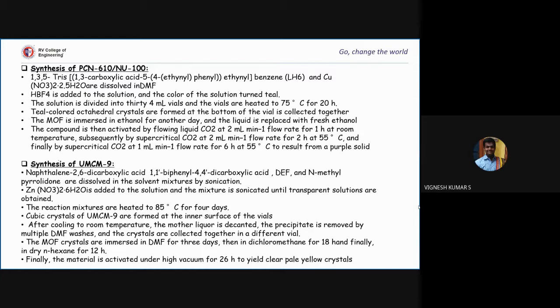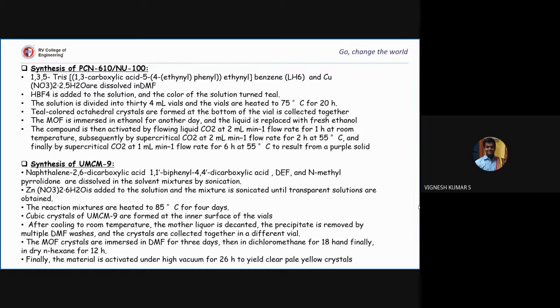Next, synthesis of UMCM-9. Naphthalene 2,6 dicarboxylic acid and 1,1 biphenyl 4,4 dicarboxylic acid, DEF and N-methyl pyrrolidone are dissolved in solvent mixture by sonication. Zinc nitrate is added to the solution and the mixture is sonicated until transparent solutions are obtained. The reaction mixtures are heated to 85 degrees for 4 days. Cubic crystals of the MOF are formed at the inner surface of the vials.